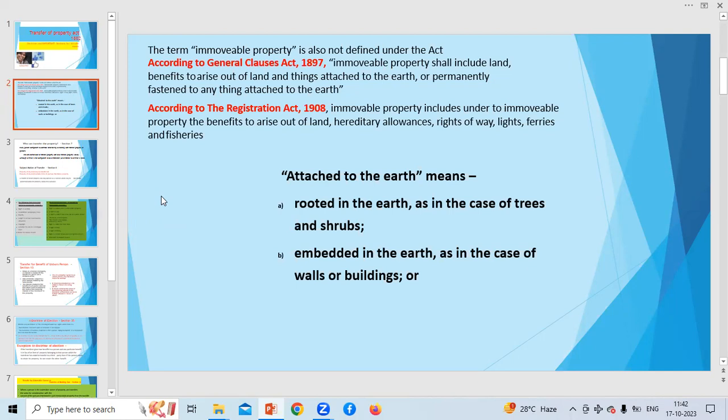So attached to earth means rooted in earth, as in the case of trees or shrubs, embedded in the earth, as in the case of walls or buildings. So this is the basic idea of immovable property.